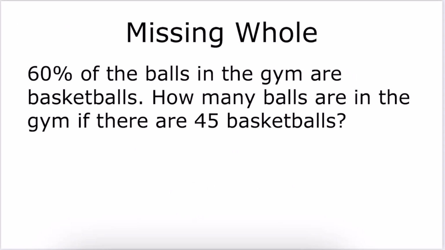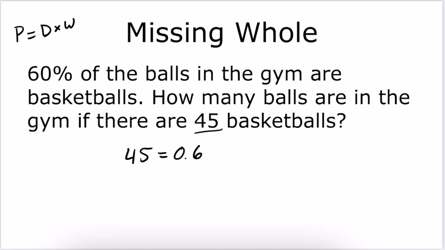If you're solving a missing whole problem, the process is very similar. You just take the information you know and plug it into the equation and find what you're missing. So again, the equation is the part equals the percent as a decimal times the whole. If we have 60% of the balls in the gym are basketballs, and we want to know how many balls are in the gym if there's 45 basketballs, this 45 is describing the part because it's telling you how many basketballs you have, but not the total number of balls in the gym. That's what we're looking for. So the 45 is going to be the part. The decimal version of 60% is 0.6.